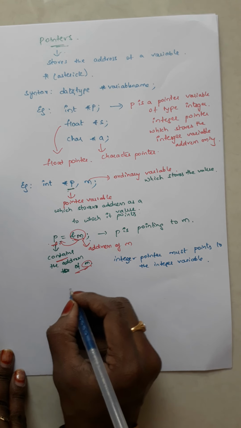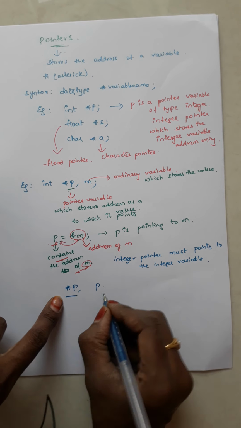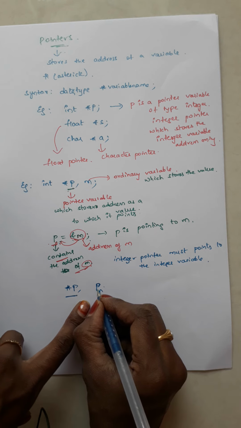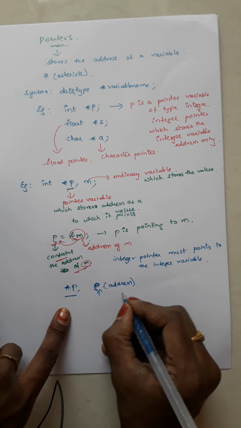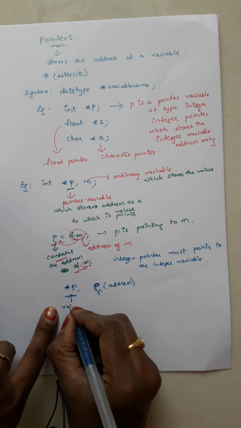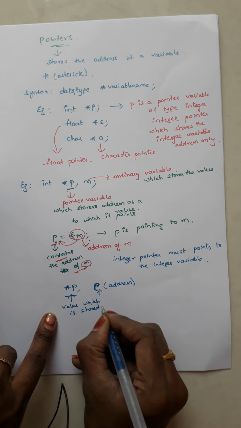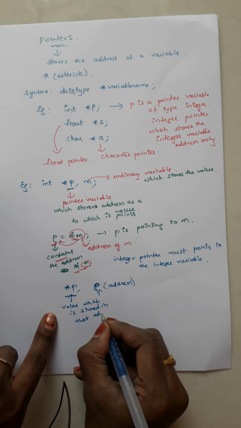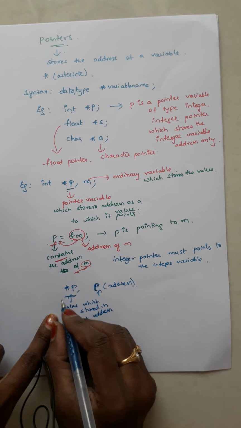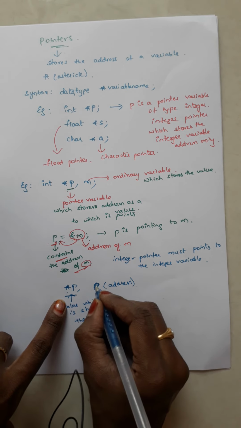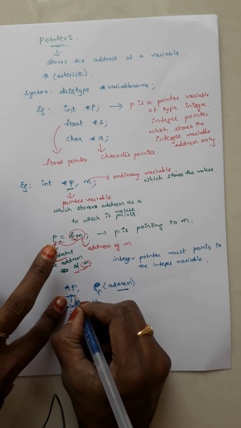Then what is star p and what is p here? If we declare this pointer, then only we can address this variable p. p contains the address, and star p contains the value which is stored in that address. That's why there is a difference between p and star p. p contains the address of a variable and star p contains the value stored in that address.